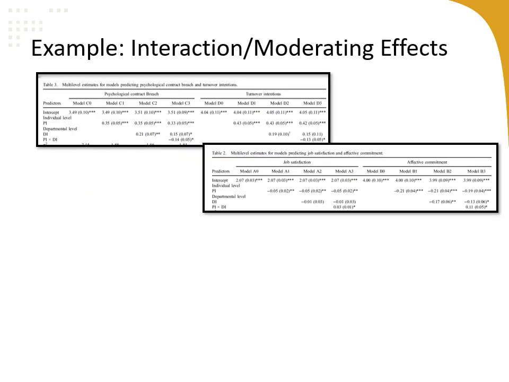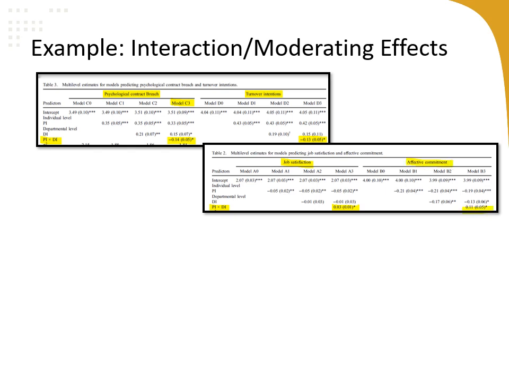So now we're really focused on this section of the results. We're really just looking at Model 3 again. Here's psychological contract breach. Here's the coefficient we care about. Here's turnover intentions, and here's the coefficient that we care about. Here's job satisfaction, the interaction effect there. Affective commitment, the interaction effect there.